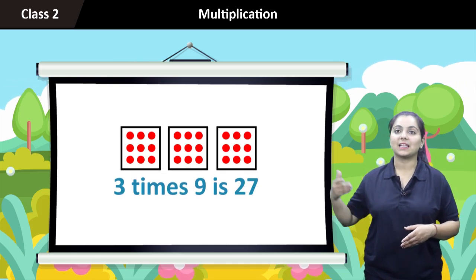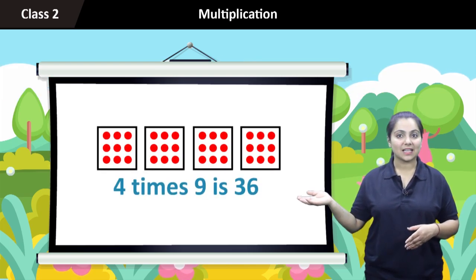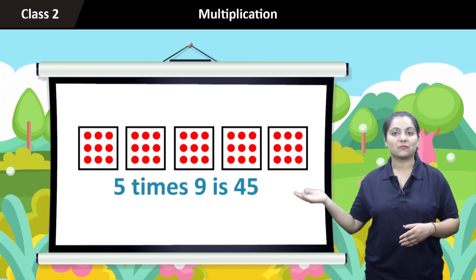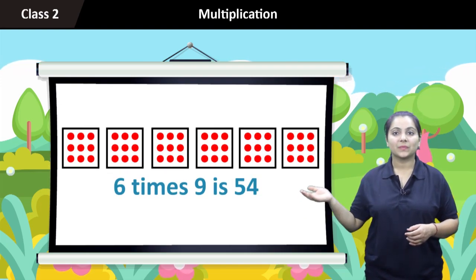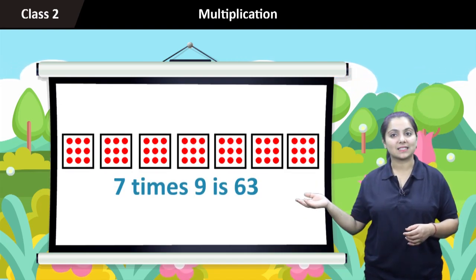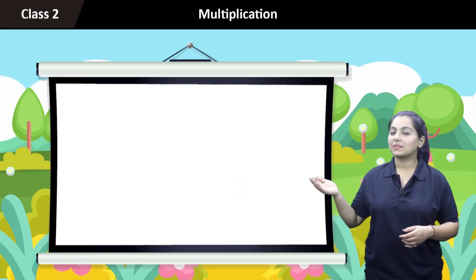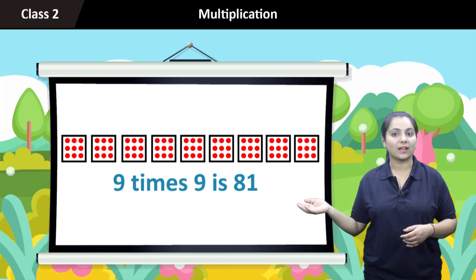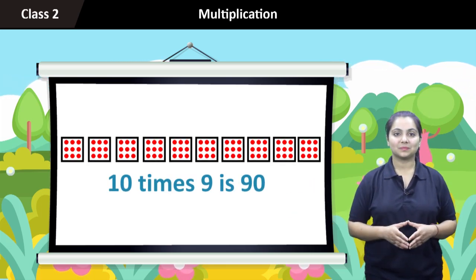3 times 9 is 27. 4 times 9 is 36. 5 times 9 is 45. 6 times 9 is 54. 7 times 9 is 63. 8 times 9 is 72. 9 times 9 is 81. 10 times 9 is 90.